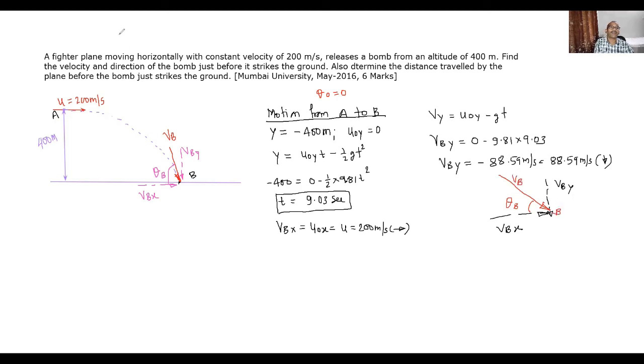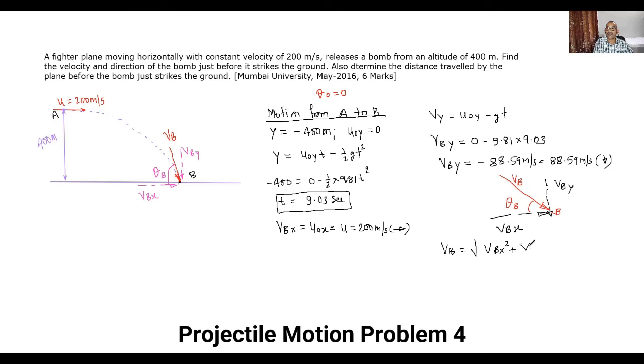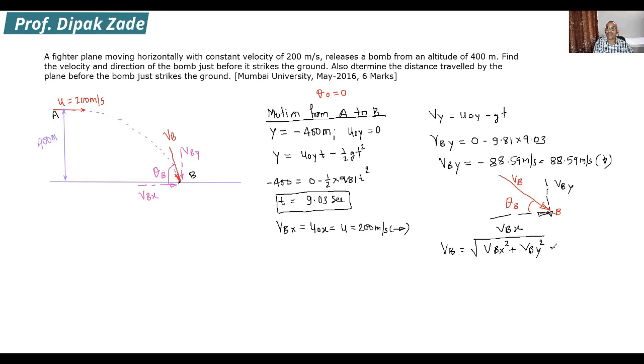To find Vb, as you know both the components, simply apply the Pythagoras theorem, that is Vb equal to square root of Vbx square plus Vby square. Now both components are known: Vbx is 200, Vby is 88.59. If we calculate, the answer of Vb comes out to be 218.74 meters per second.